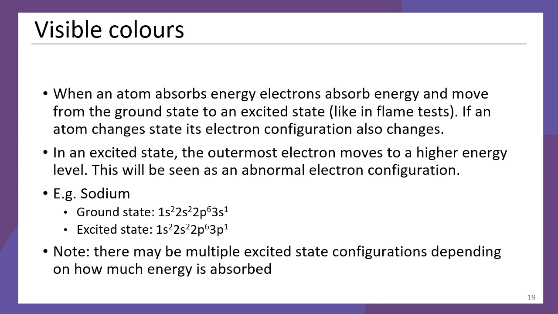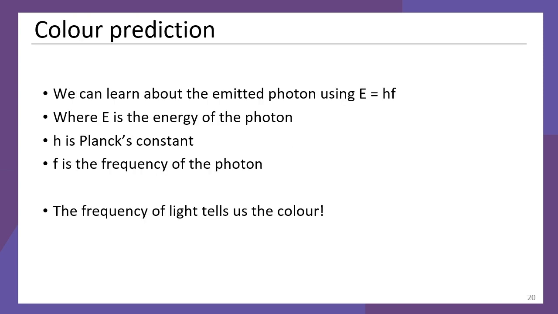And we can see this example with sodium here, where we have our 3s electron jumping up to 3p. And there's going to be multiple different possible excited state configurations depending on how much energy is absorbed. We can use this to predict what colour a metal is going to produce when we heat it. So we know that the emitted photon will have some energy level. That energy level will be Planck's constant, which is just a number, multiplied by the frequency. And the frequency of light tells us the colour.